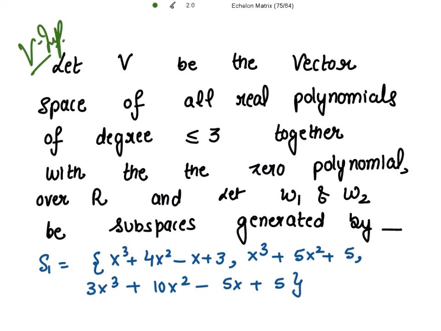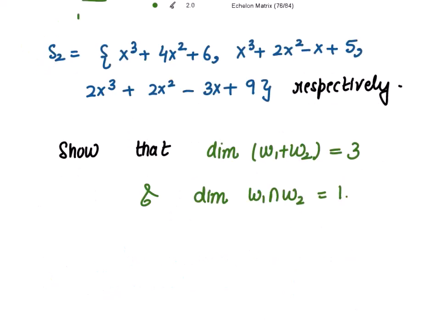Important question. Let V be the vector space of all real polynomials of degree less than or equal to 3 together with the zero polynomial over R, and let W1 and W2 be the subspaces generated by S1, these polynomials, and S2, another set of polynomials, respectively. We have to show that the dimension of the sum of the subspaces is equal to 3 and the dimension of their intersection is equal to 1, right?